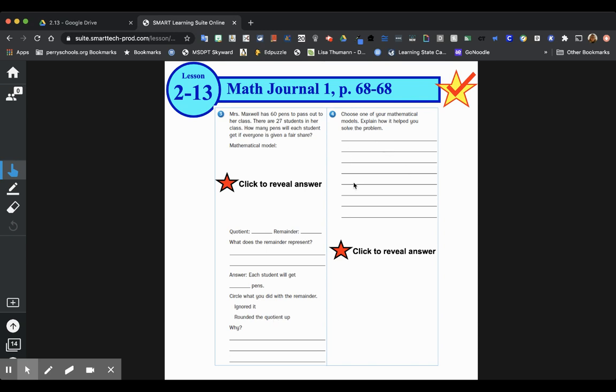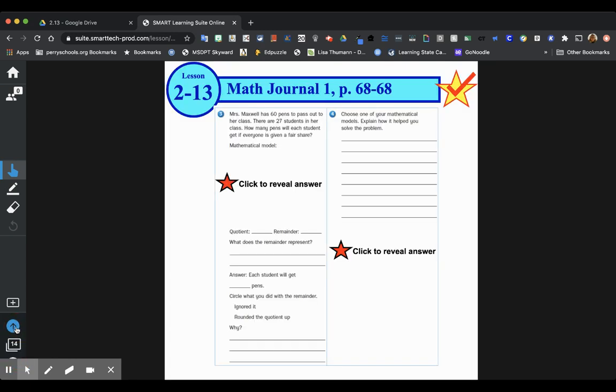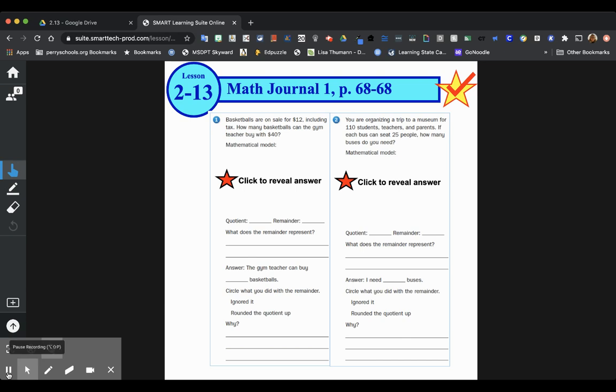And then look back at problems 1 through 3, choose one of your mathematical models and explain how it helped you solve that problem. This is a reflection part, okay? You are telling me or telling yourself what you chose to do. How did that help you? And so then you'll pause the video now and come back and let's check our work together.